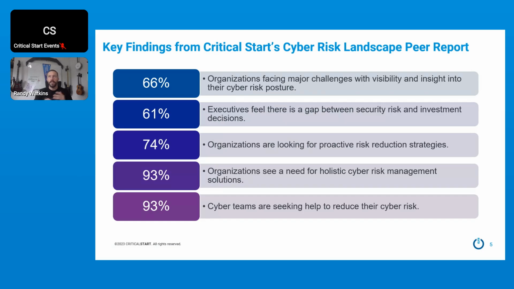Carrying on. Some key findings from our cyber risk landscape report: 66% of organizations face major challenges with visibility and insight into their cyber risk posture. 61% of executives feel there's a gap between risk and investment. 74% of organizations look for proactive risk reduction strategies. And 93% have a need for holistic cyber risk management and want to reduce their cyber risk. That one's kind of a duh, right? What all these stats point back to is we need a more holistic approach towards risk reduction.